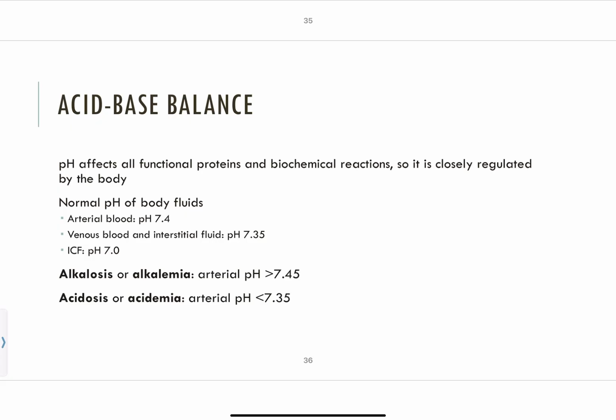Okay, so picking up at acid-base balance, again, what's really important is that we maintain the pH of all of our body fluids, which usually ranges between 7.35 and 7.45 if we're talking about our blood. Our intracellular fluid is usually neutral at 7.0. But again, what we're focusing on is our blood.